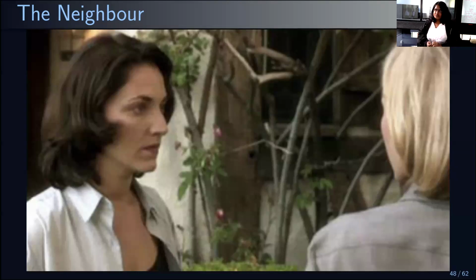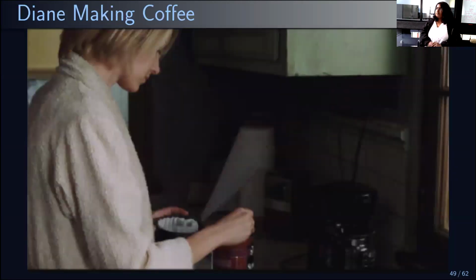Her neighbor's name is Divosa. So Diane owes some stuff that she's supposed to give back to this neighbor, but she hasn't done that yet. So the neighbor is just asking her to give that stuff back, and she hands over this blue box. Then Diane goes back inside her room and starts making coffee.